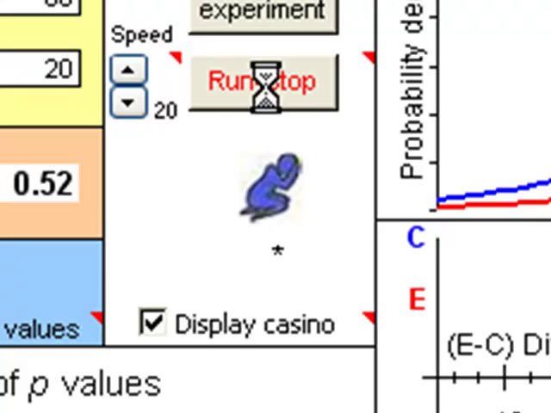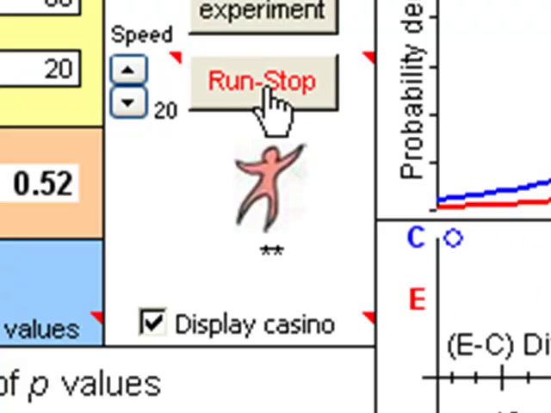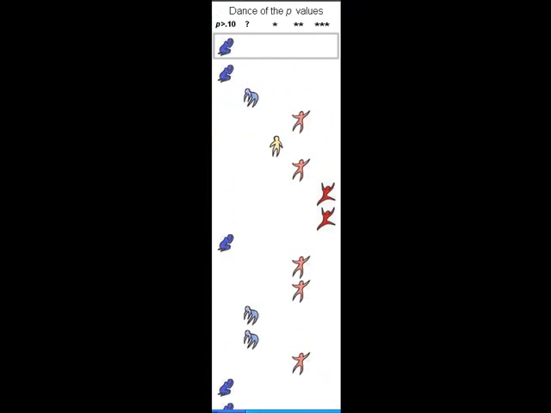Oh dear. Oh dear. 2 stars. Getting 2 or 3 stars may be more a matter of luck than skill. Here's another way to illustrate how p varies for our typical experiment, the dance of the p-values.